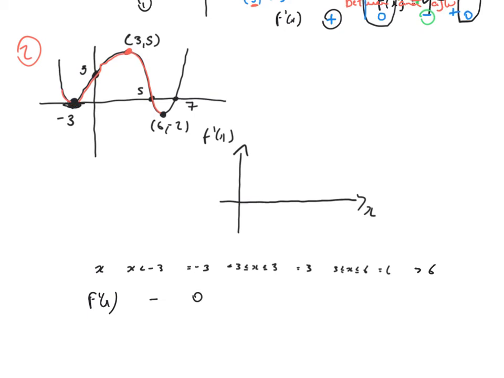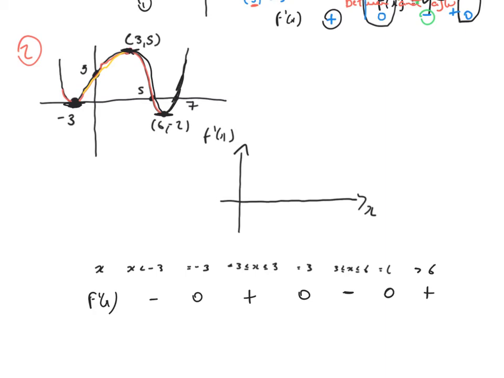Gradient 0. Between -3 and 3, we can see that the curve is going up. Gradient's positive. At 3, it's going along again. Gradient 0. Between 3 and 6, it's going down. Gradient's negative. At 6, it's 0. It's going along, and after 6, it's going back up, positive.